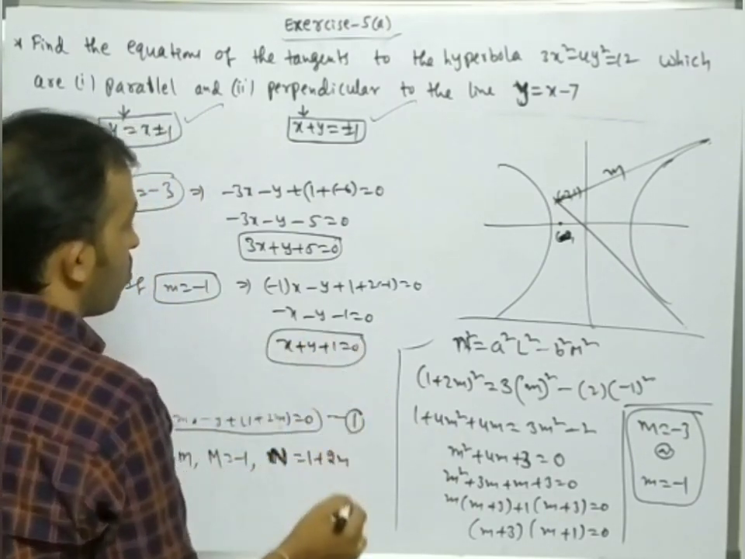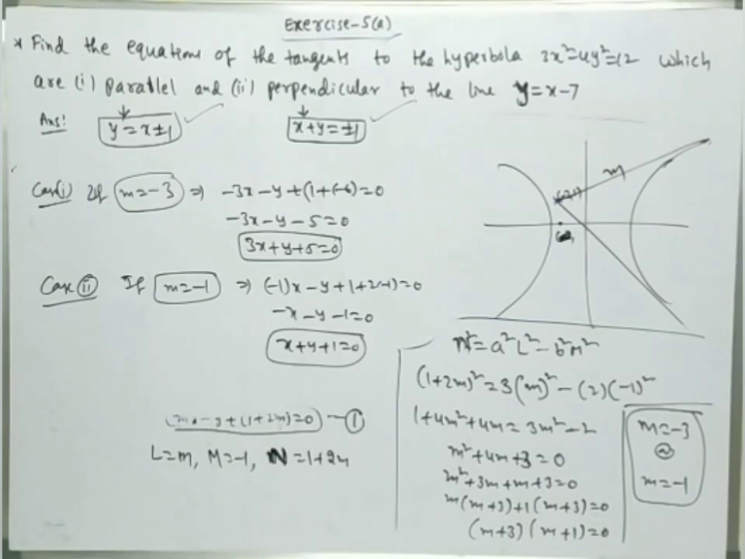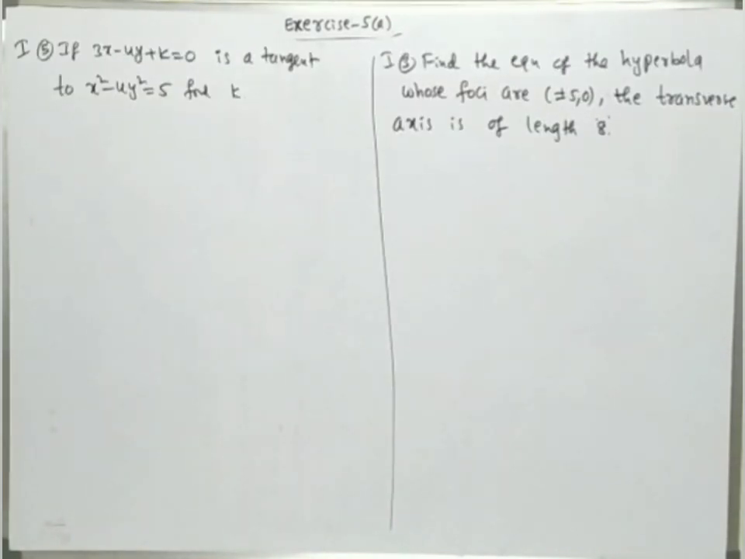These are the two tangents. One is x plus y plus 1 is equal to 0 and another one is 3x plus y plus 5 is equal to 0. So these are the two tangent equations from exterior points. Next problem.